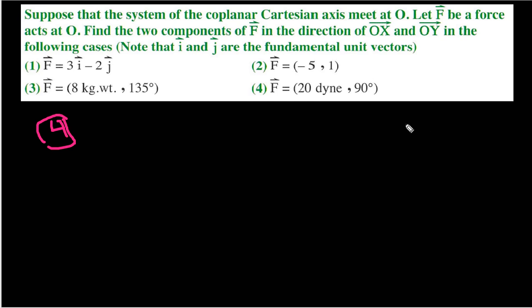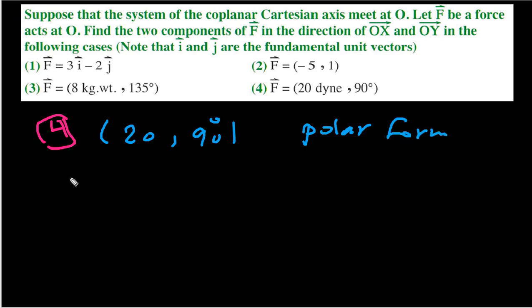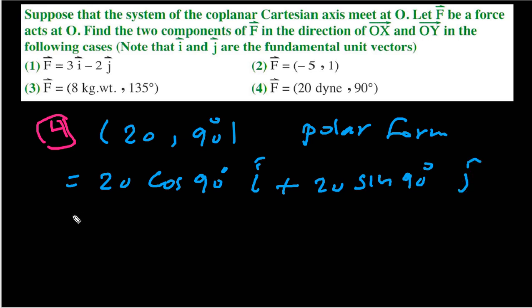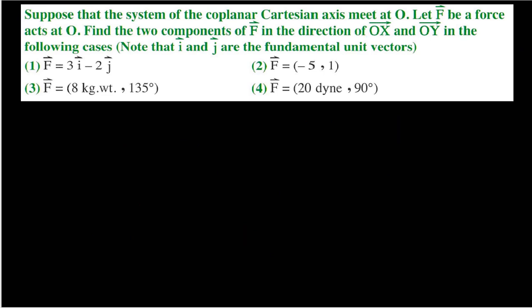Number 4 here: 20 and 90 degrees. This is a polar form. Then convert it to the Cartesian form using i and j. It will be 20 cosine 90 in the direction of i plus 20 sine 90 in the direction of j. Cosine 90 is 0 in the direction of i, plus 20 sine 90, which is 20 times 1, equal to 20 j. Then the first component in OX is 0, and the component in OY will be 20. We will go to the next one.